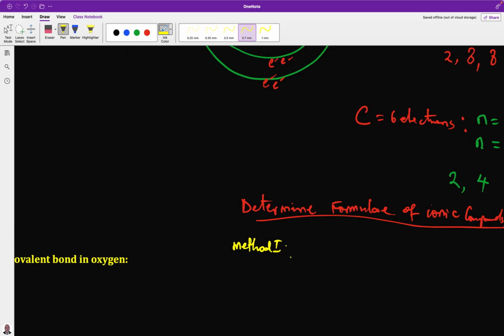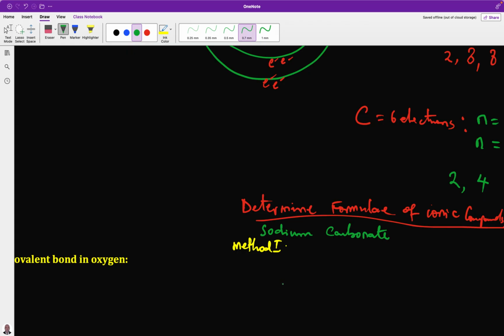For instance, we want to use sodium carbonate. Sodium carbonate is our example. How do I know sodium carbonate is an ionic compound? How can I determine the formula of sodium carbonate? Method one, by swapping.